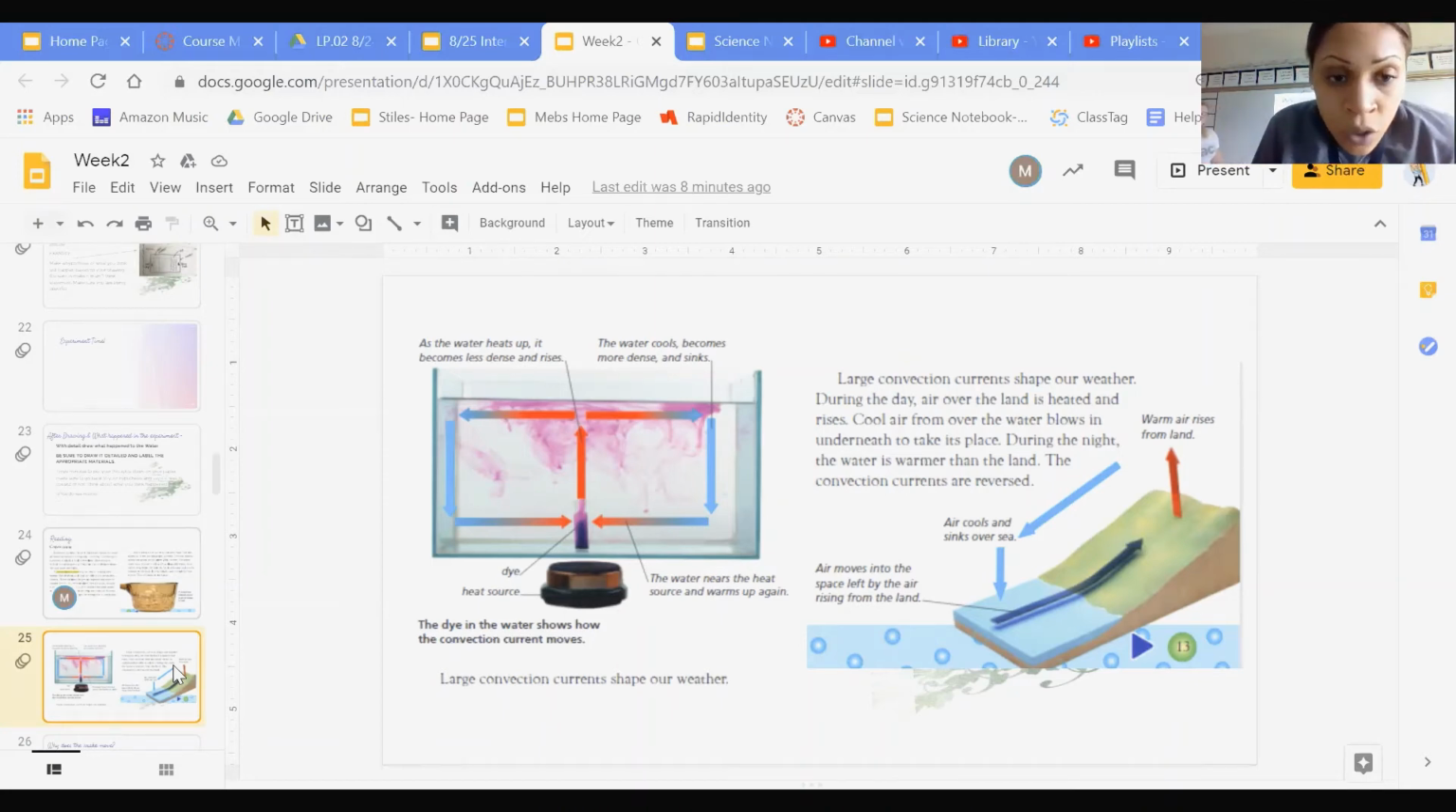All right, so this page, I'm not going to read that bucket part, but I'm going to read the other side that says, large convection currents shape our weather. During the day, air over the land is heated and rises. Cool air from over the water blows in underneath to take its place. During the night, the water is warmer than the land and the convection currents are reversed. So that's talking about land breeze and sea breeze, which we will talk to you about during our weather unit.